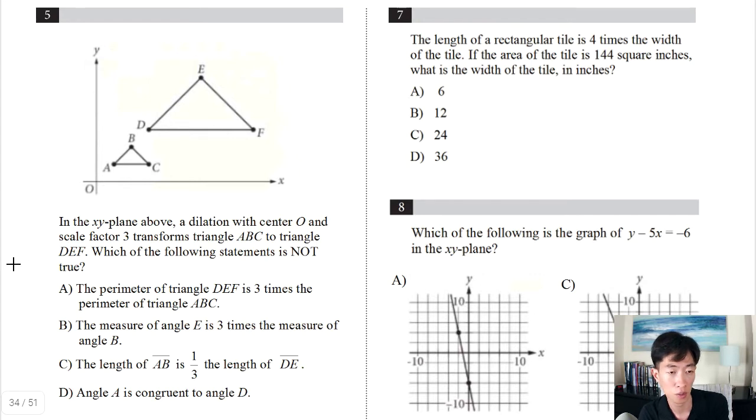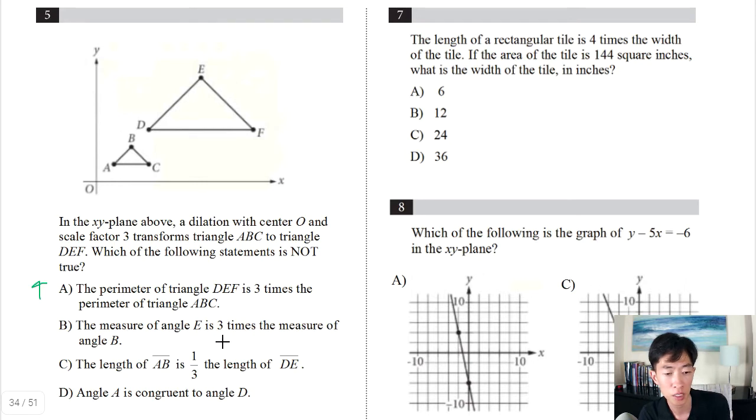So let's look at what the answer choices say. A, the perimeter of triangle DEF is 3 times the perimeter of triangle ABC. So this makes sense because if you're magnifying the triangle, each side is going to increase by 3. So if each side increases by 3, the perimeter is obviously also going to increase by 3. So this is going to be true.